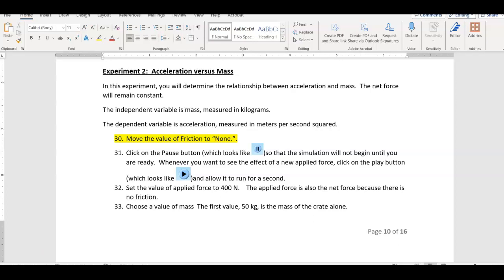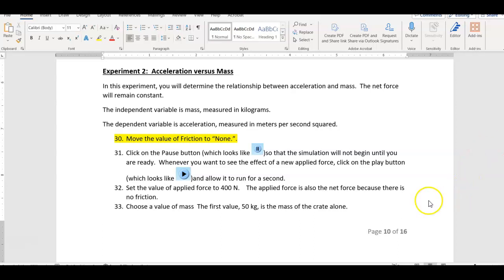This webcast continues Activity 2 of the lab that is exploring how unbalanced net forces affect acceleration. In this part of Activity 2, we're doing the second experiment where we look at how acceleration depends on the value of the mass that is being accelerated. So in this experiment, the independent variable is the mass, measured in kilograms, and the dependent variable is acceleration, measured in meters per second squared.